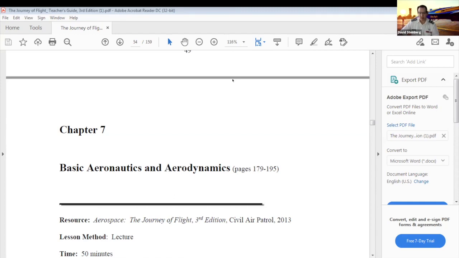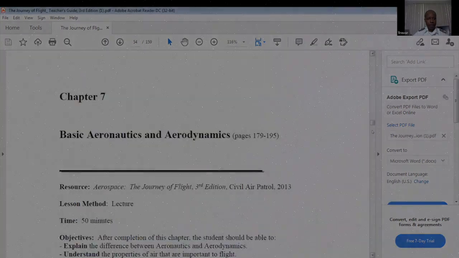Without further ado, Captain Garrick will start us off with chapter 7 of part 2. Hi, everyone. Good afternoon. Captain Garrick here. For the next hour or so, I will be your presenter on part two of the Journey of Flight, third edition. And we will begin with chapter 7, Basic Aeronautics and Aerodynamics, pages 179 to 195.